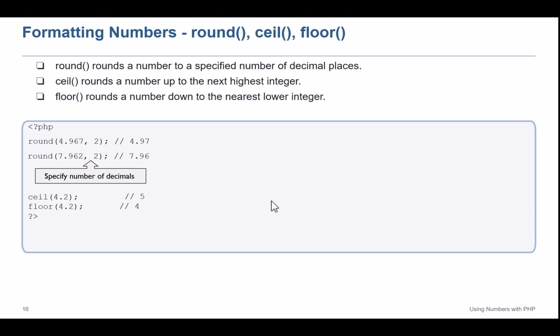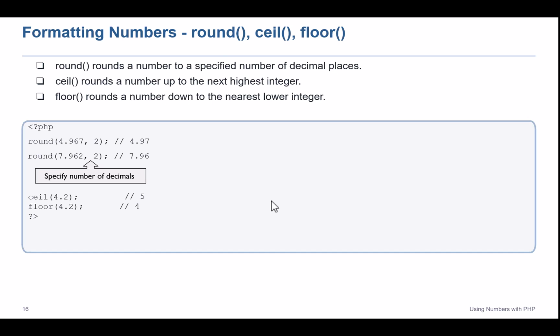For example, consider the number 4.967. If we round it to 2 decimal places, PHP looks at the third decimal digit, which is 7. Because 7 is 5 or greater, the number is rounded up to 4.97. Now consider the number 7.962. When rounding to 2 decimal places, PHP looks at the third decimal digit, which is 2. Because 2 is less than 5, the number is rounded down to 7.96.